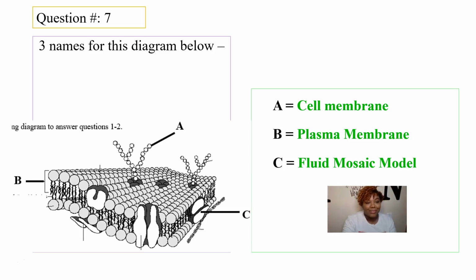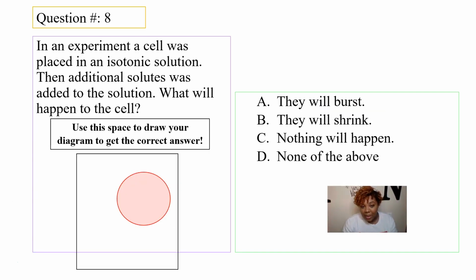All right, next question. In an experiment, a cell was placed in an isotonic solution. Then additional solutes were added to the solution. What will happen to the cell? 5 seconds.